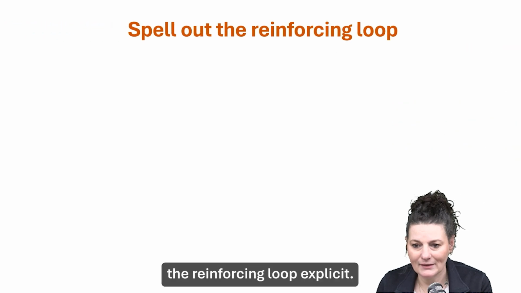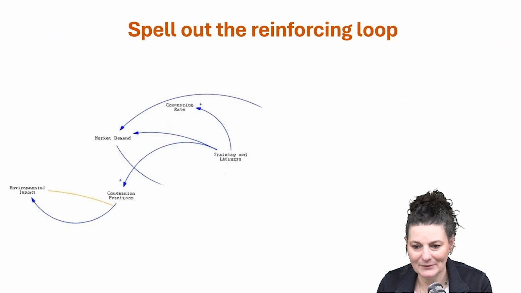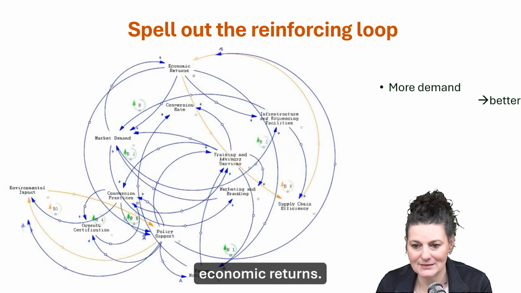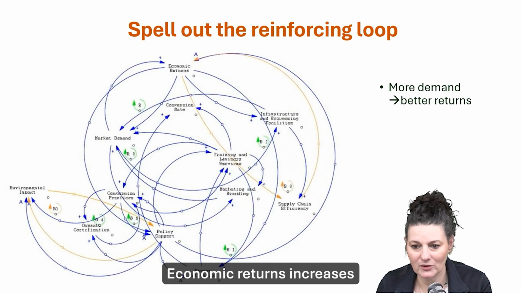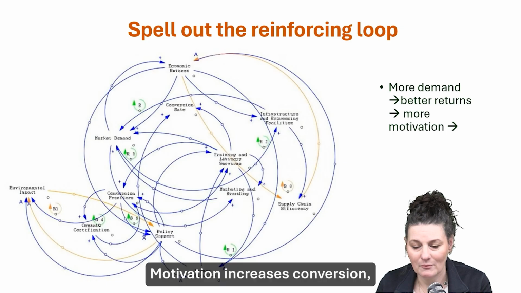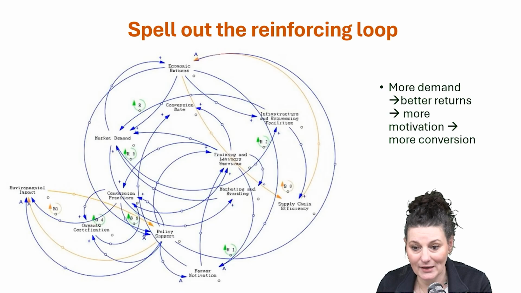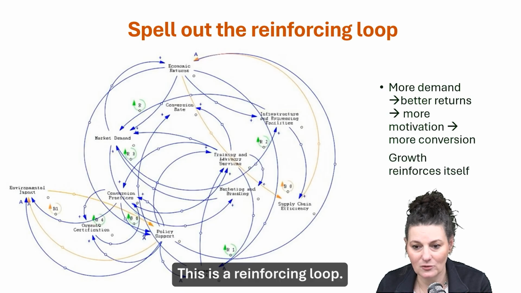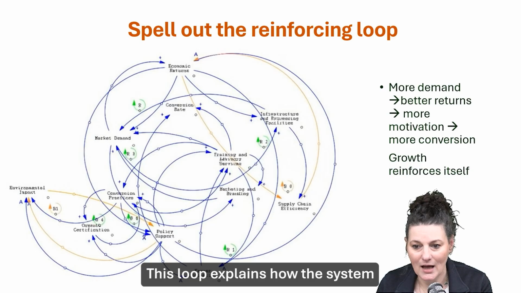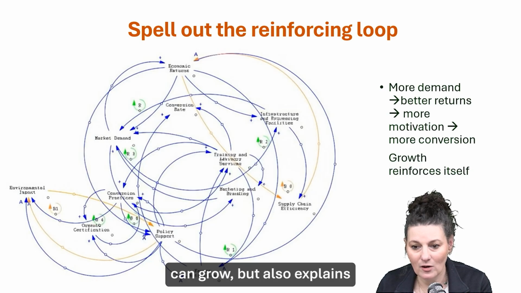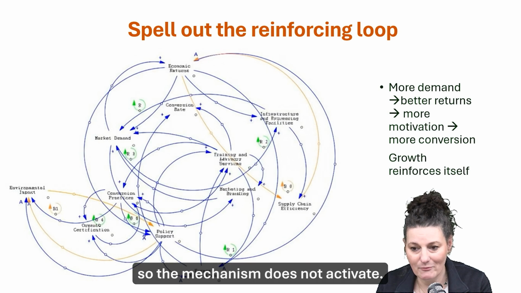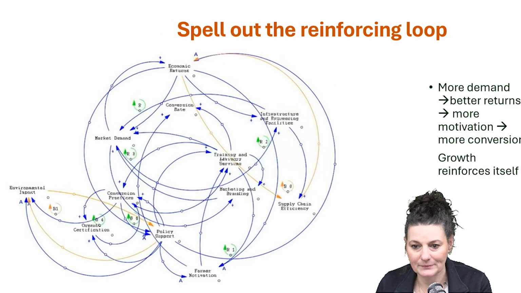So let's now make the reinforcing loop explicit. Market demand increases economic returns. Economic returns increase farmer motivation. Motivation increases conversion. Conversion increases certification. And certification supports market demand. This is a reinforcing loop. This loop explains how the system can grow, but also explains why growth may not start. Because if one of the elements is missing, the loop, so the mechanism, does not activate.